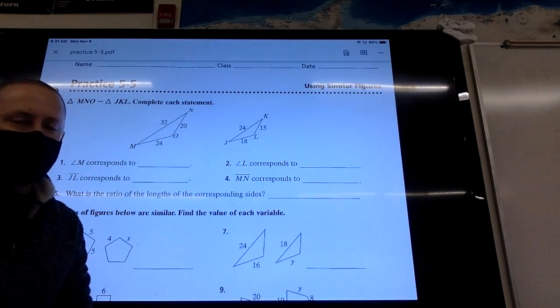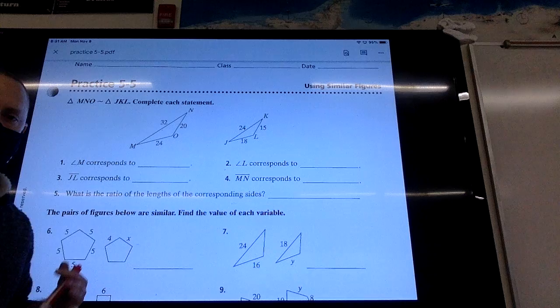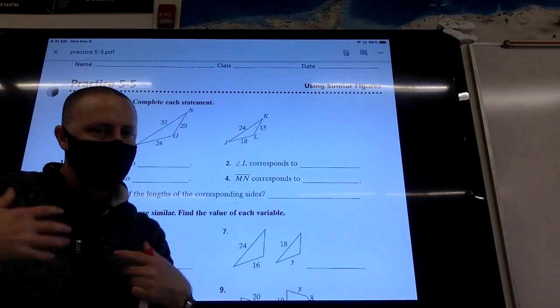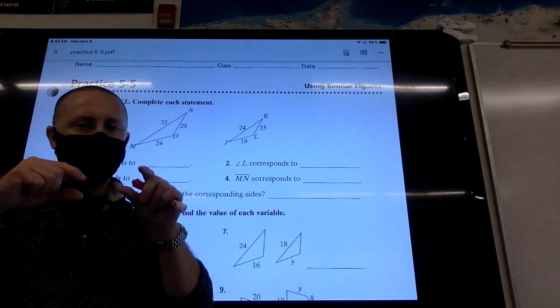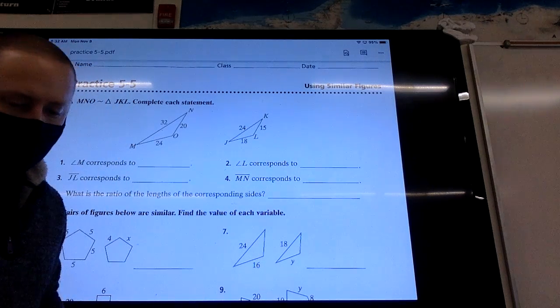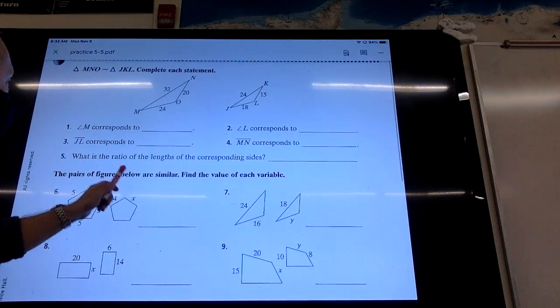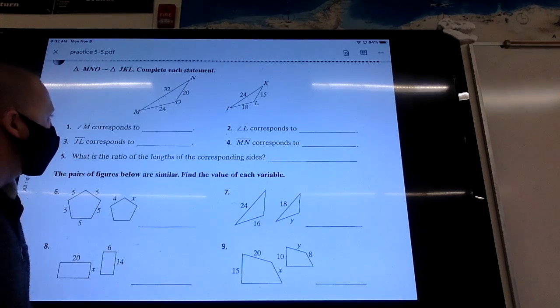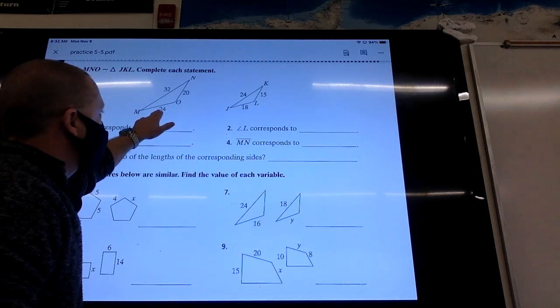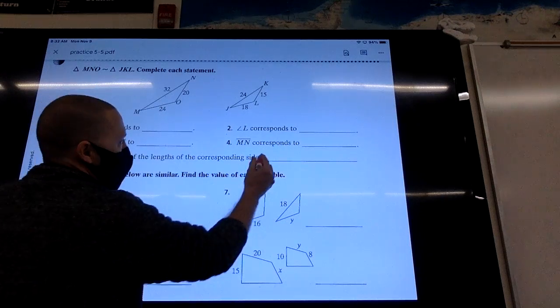This feeds into the idea that you can compare two similar shapes, whether they're triangles, rectangles, octagons, it doesn't matter. You can use them to set up ratios to find out what the missing part is, and we'll go over that in a second. Now it says, what is the ratio of the lengths of the corresponding sides? Let's give you one to start you off with. 24 over 18 would be one of them.